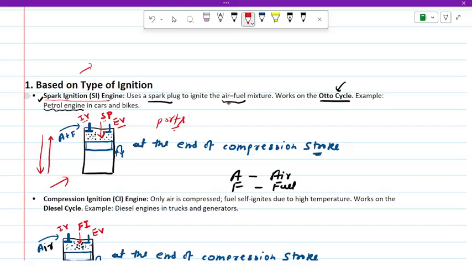And what kind of fuel is to be used? If a spark is there, then it is an air fuel mixture, and it works upon the Otto cycle, because the Otto cycle uses petrol or gasoline. Next is the compression ignition.